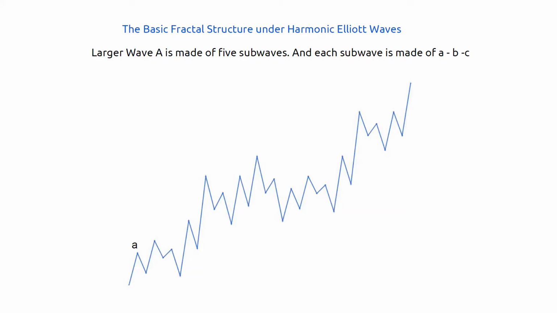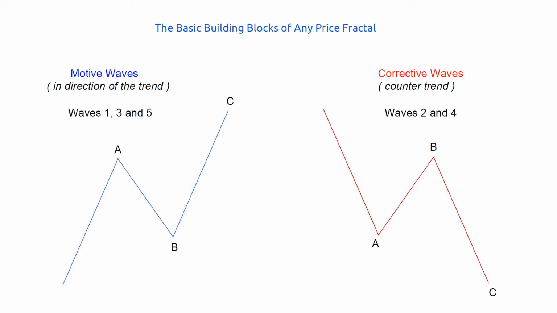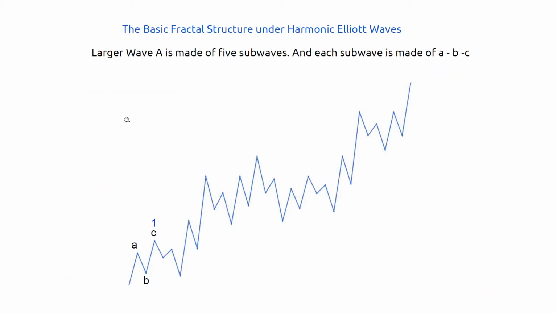So we try to find the main building block, the main pattern, on a very small degree, and we see A up, B down, and C up. In our book, under Harmonic Elliott wave rules, we call it wave 1, as you can see here, so that fractal A up, B down, and C up comprises waves 1, 3, and 5. Coming back to that mess, let's see what happens then.